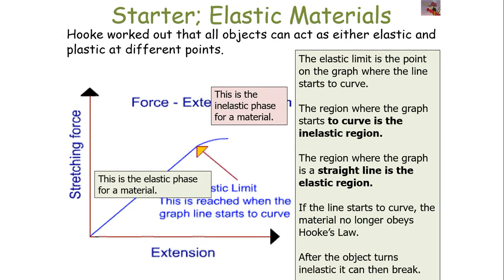So, to clarify, for any particular material, when you put force against extension, the elastic limit, or the limit of proportionality, is when the line starts to curve. So when the line is curved, the material is acting in the inelastic region, and when the graph is a straight line through the origin, it's acting in its elastic region. It tends to be for all objects that it starts off in its elastic phase, then goes to its inelastic phase, then goes to its breaking point.